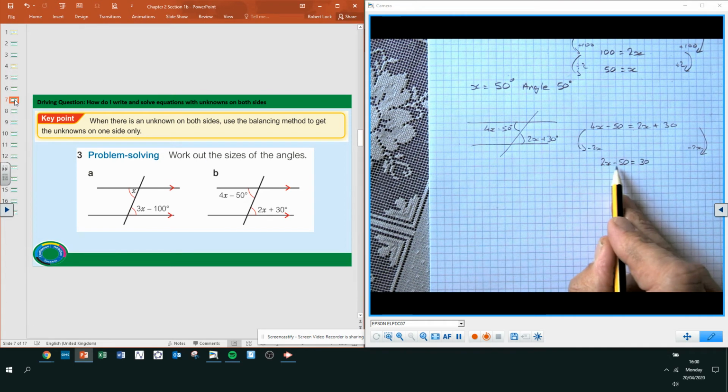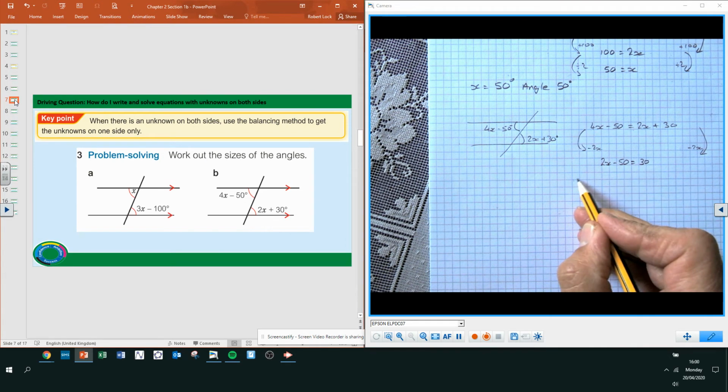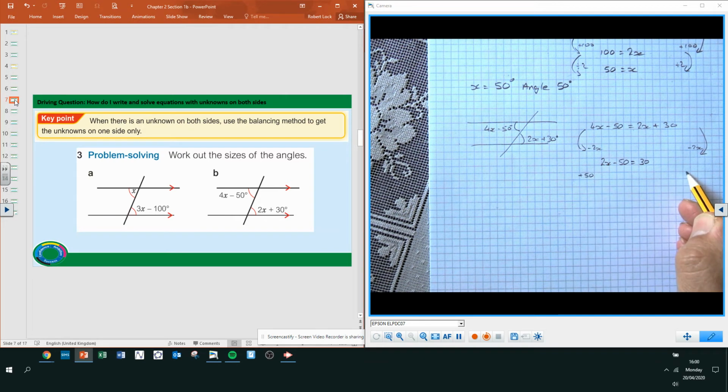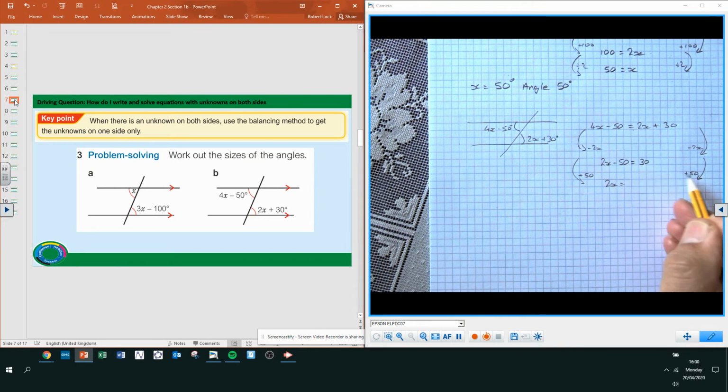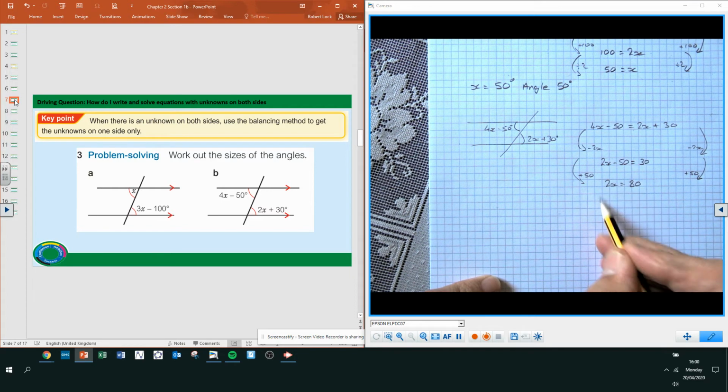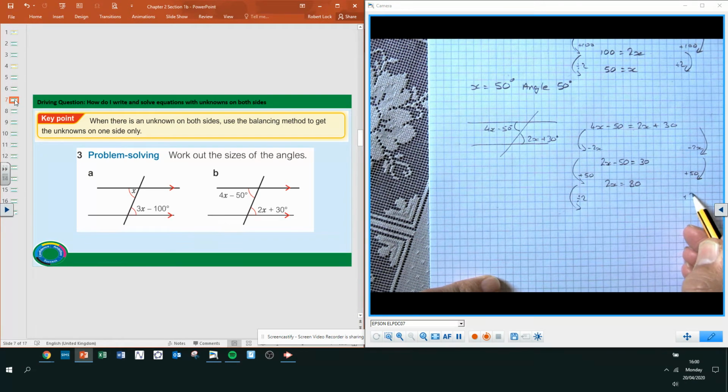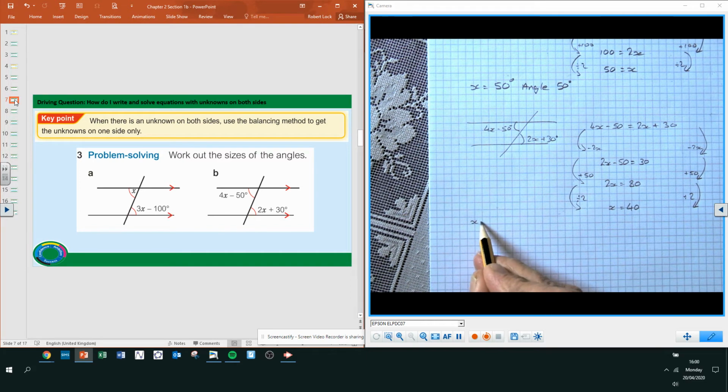Then we need to add 50 on both sides, to get rid of that, so add 50 there, add 50 there. We get 2x equals 30 plus 50, which is 80. And then we want to find what x is, so divide both sides by 2. And then x equals 40. So x equals 40. What's the angle?